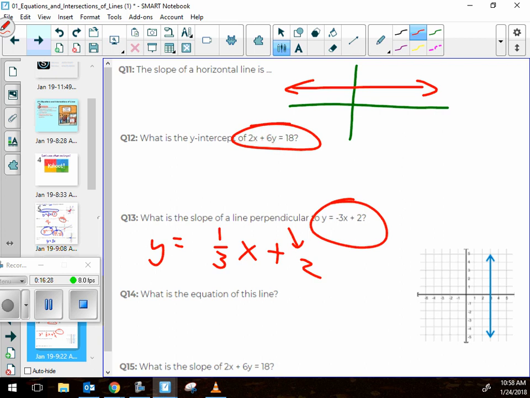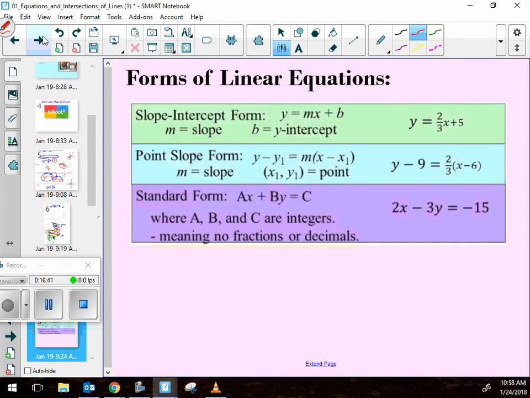As long as their slopes are perpendicular, this and this have to be opposite reciprocals. It doesn't matter what your y-intercept is then. It could have been 12, it could have been 2, doesn't matter. All right. And I think that's enough. Holy smokes, that took a long time to get through all that stuff.